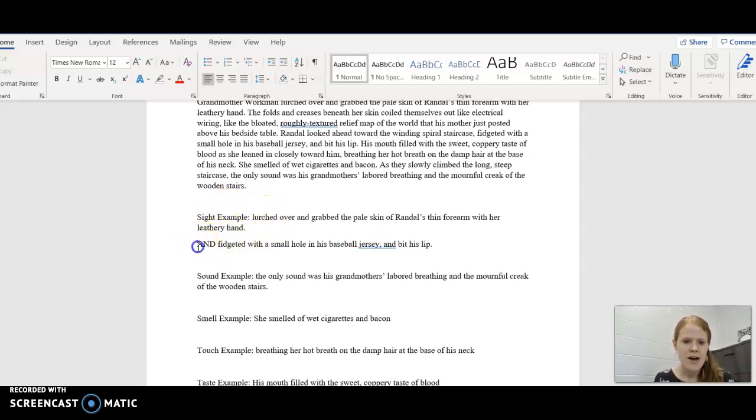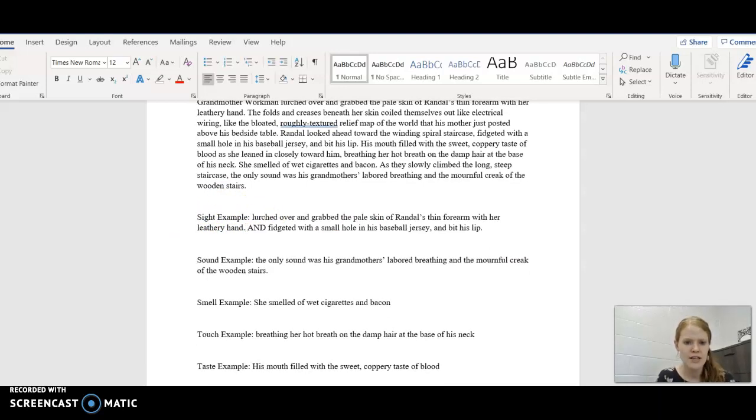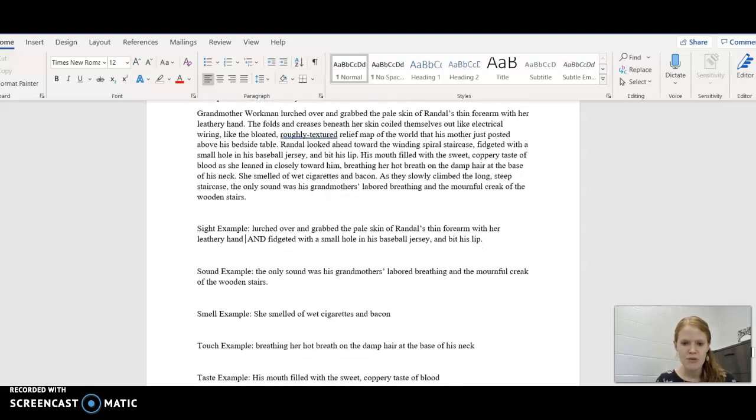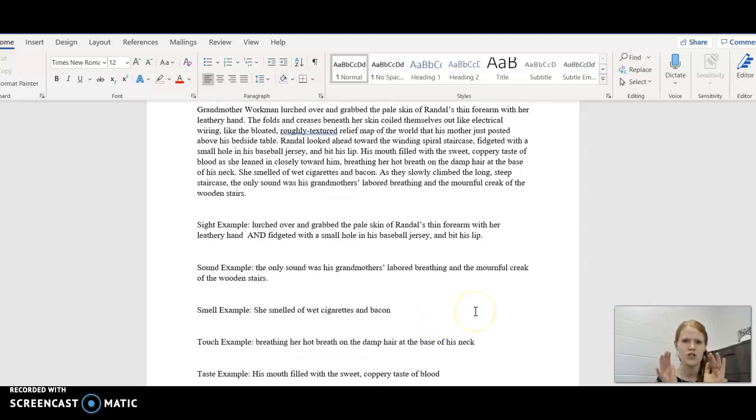So some sight examples are: lurched over and grabbed the pale skin of Randall's thin forearm with her leathery hand, and fidgeted with a small hole in his baseball jersey and bit his lip. So both of those really help you picture visually what's going on.